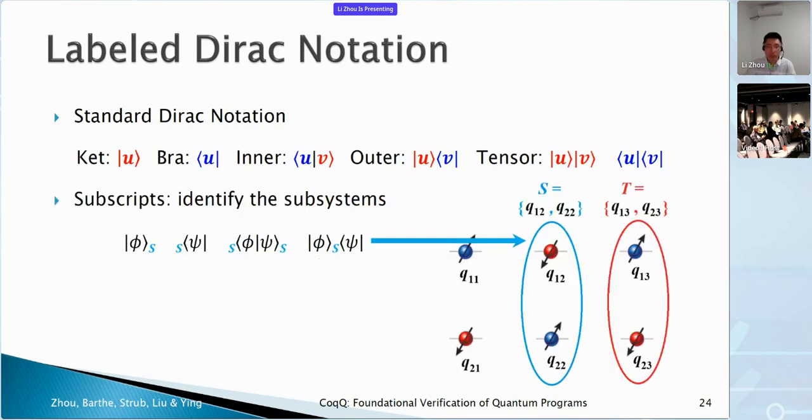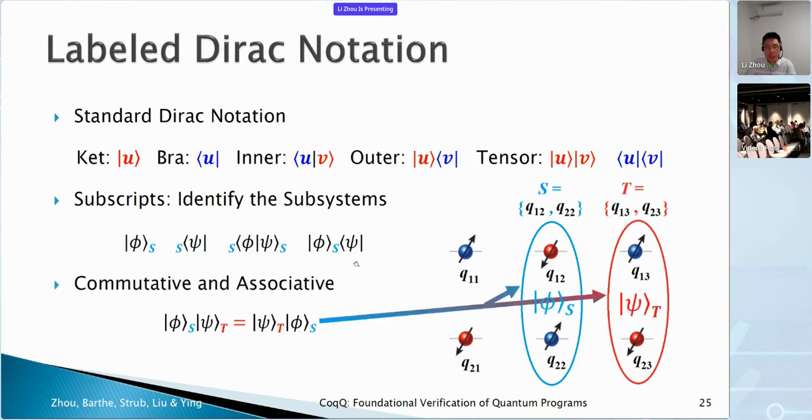We further use labels to tag Dirac notations with the subsystems in which they live or operate. For example, with a subscript S, these notations are states, co-states, inner product, and outer product on subsystem S. Similar to the tensor of spaces, the tensor here is also commutative and associative. For example, both of these two expressions reflect the product states of S and Q.